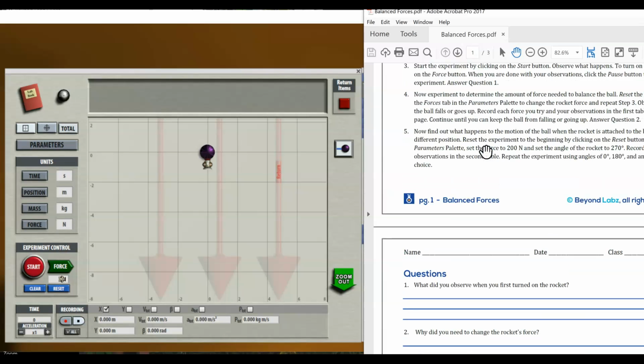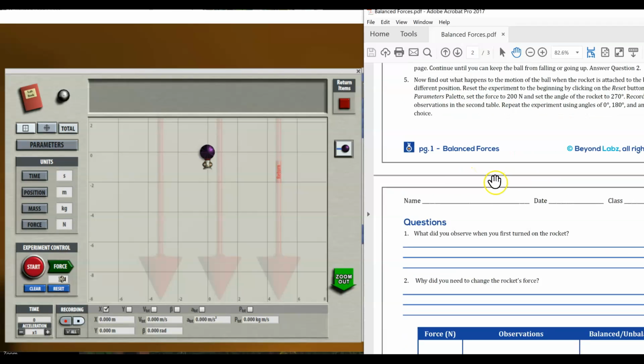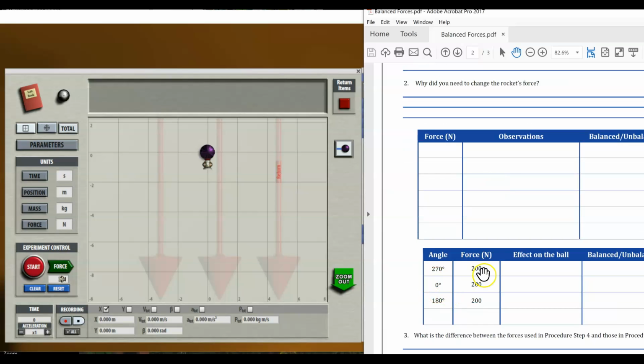Then look at number 5. Now, find out what happened to the motion of the ball when the rocket is attached at a different position. So I'm going to reset for number 5. Reset the experiment to the beginning by clicking on the reset button. This time set the force to 200 Newtons and set the angle to 270. Record your observation in the second table. The second table is down here. 270, force is 200, effect on the ball.